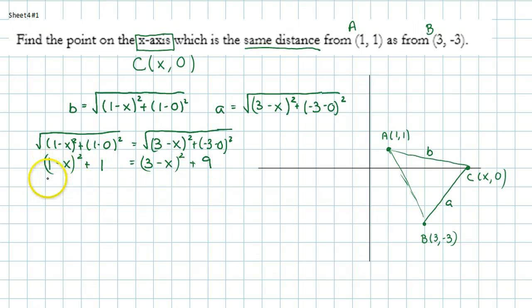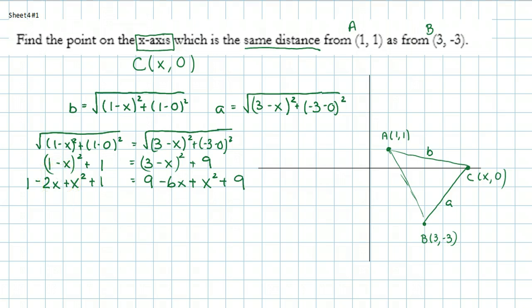So now I'll have to expand these binomials. We're going to end up with 1 minus 2x plus x squared plus 1 is equal to 9 minus 6x plus x squared plus 9. So I've simply done a binomial expansion.